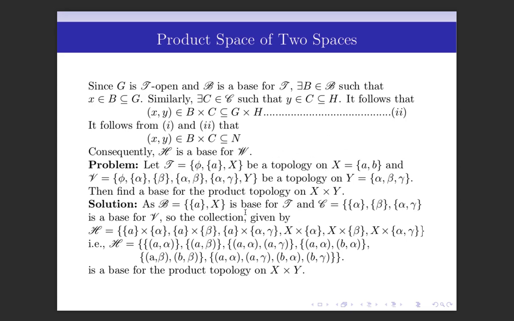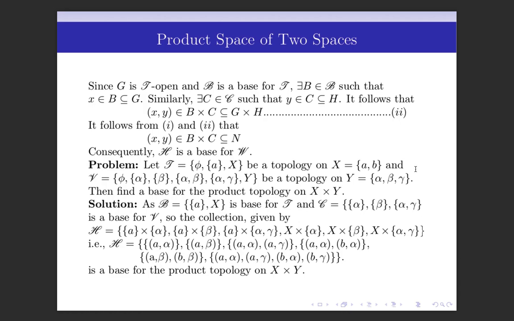There are two ways to define a base, from the first theorem or from the second theorem. But if we do this problem with the help of the second theorem, then the problem will be simpler. So we find a base for T and a base for V. Here the base B for the topology T is the singleton a and X, and the base for topology V is singleton alpha, singleton beta and the set alpha gamma.